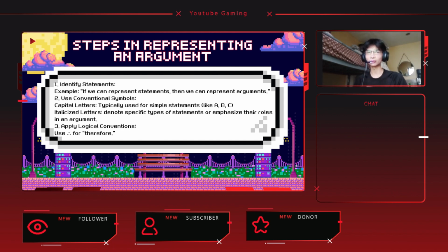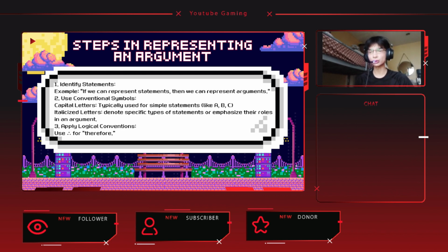To do that, follow these steps. First, identify statements. An example of this is example argument premise 1. If we can represent statements, then we can represent arguments. And to do that, next is to use conventional symbols. In logical representation, letters symbolize statements and their relationships. This method simplifies complex arguments for clearer analysis.